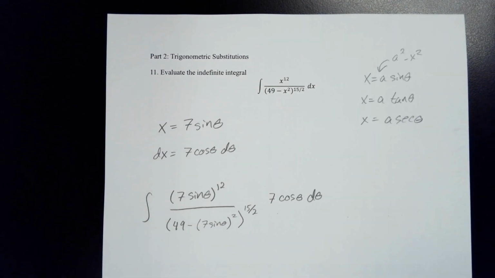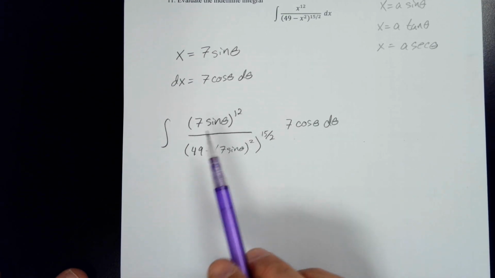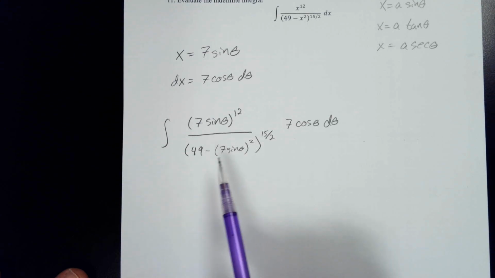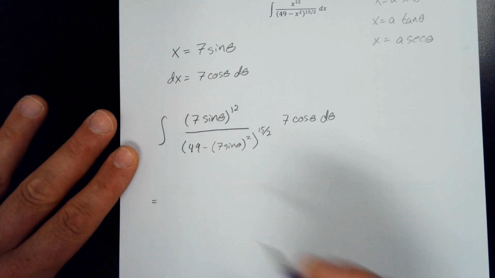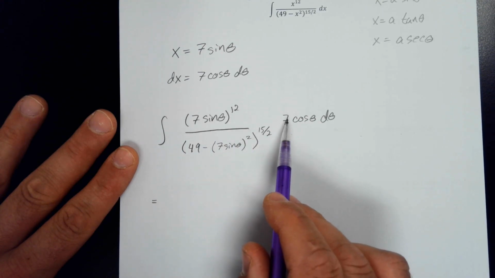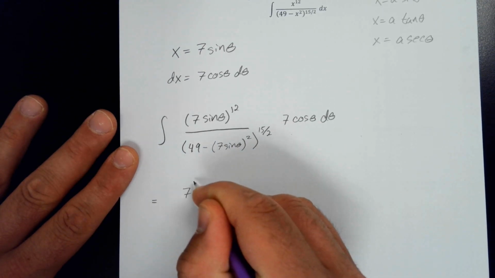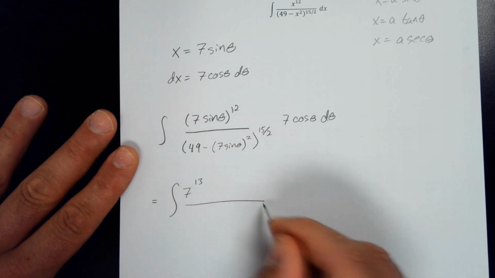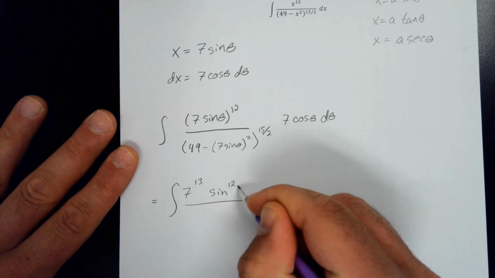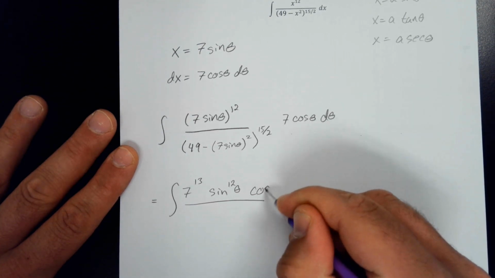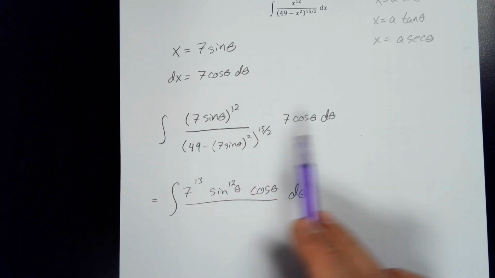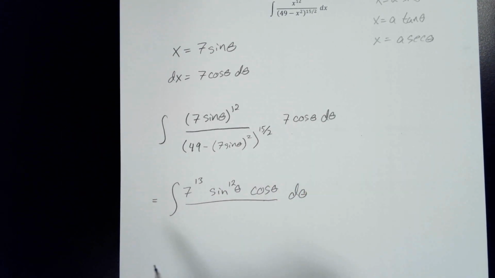Now, it's probably not wise in this problem to try to figure out what 7 to the 12th is or anything like that. We should probably just figure out what the power of 7 is. So here I've got 12 sevens and another 7 here, so I've got 7 to the 13th power. I've got 12 sines, so sine to the 12th power, and I've got cosine theta, and I still have a d theta. Okay, so 12 of those sines, and 1 cosine theta.